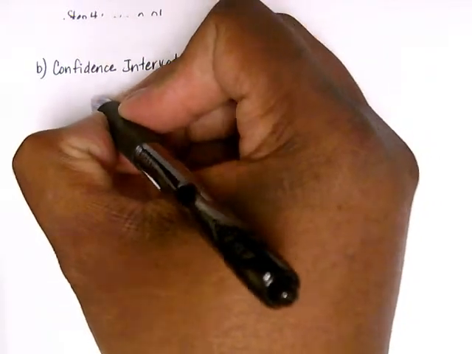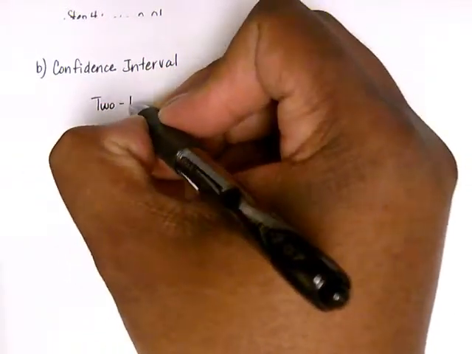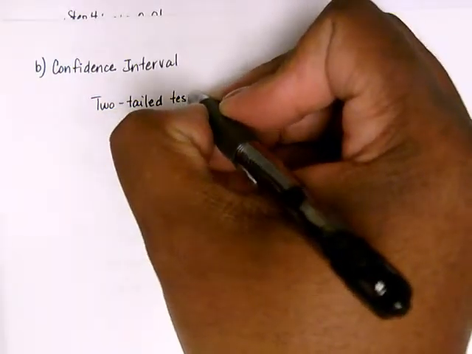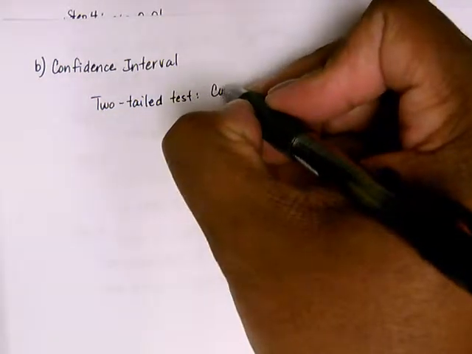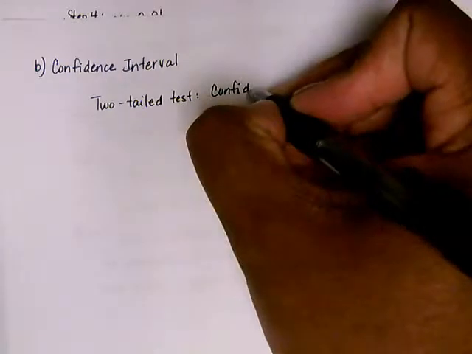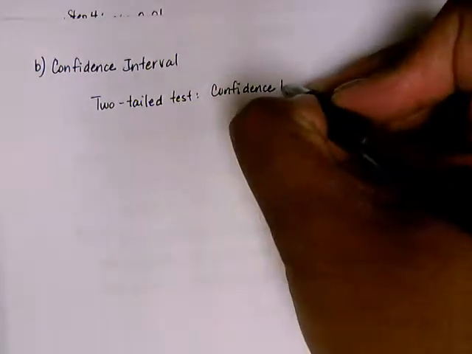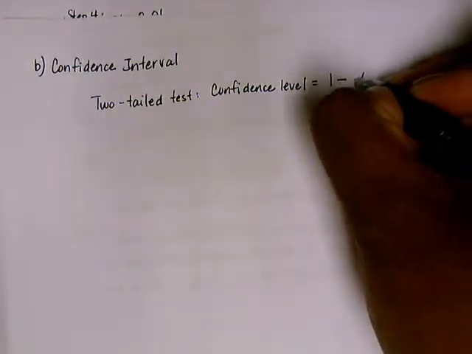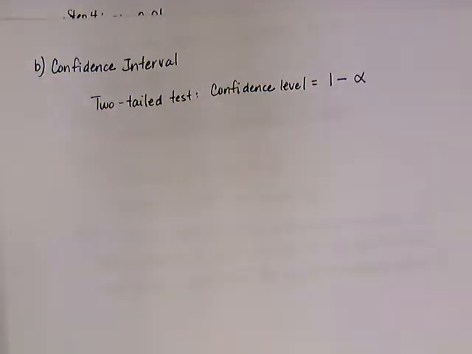Anytime you have a two-tailed test, your confidence level is always going to be equal to 1 minus your alpha level.